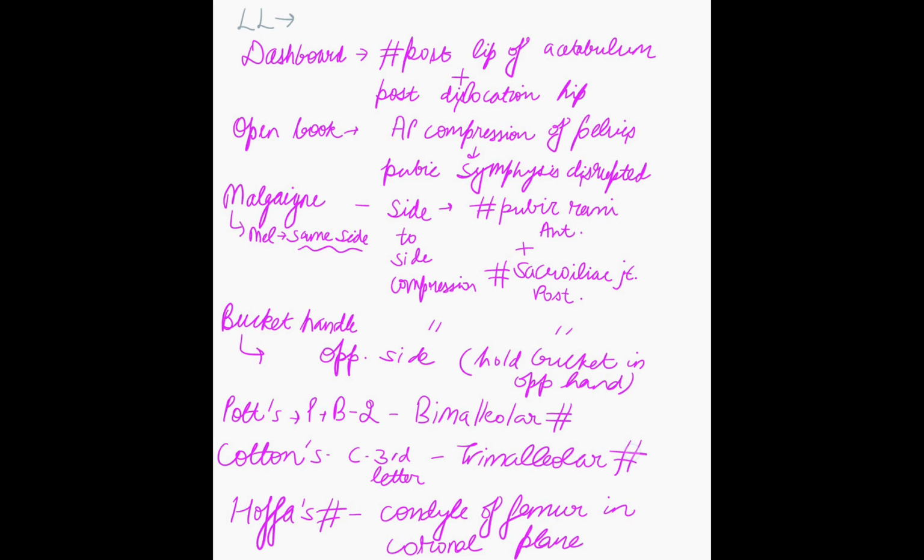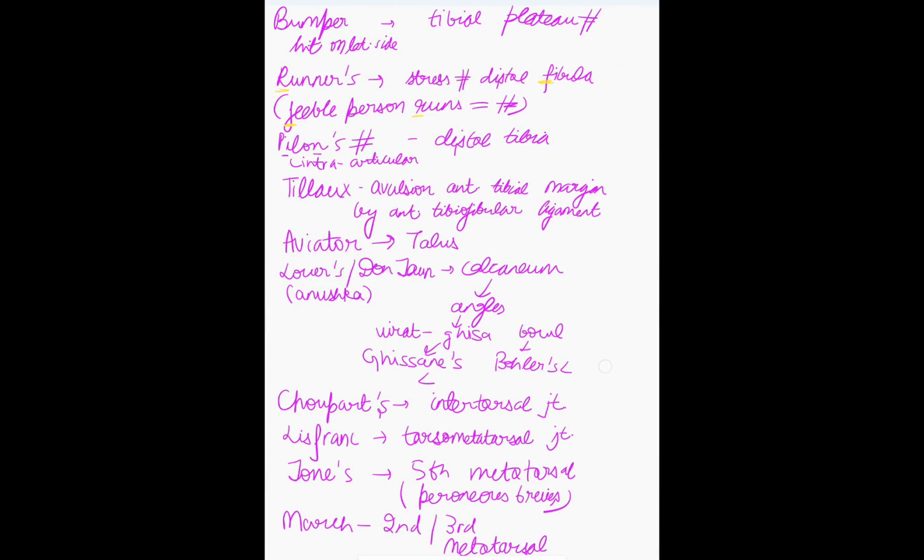So let's revise again quickly the lower limb fractures. Dashboard fracture: posterior lip of the acetabulum and posterior dislocation of the hip. Open book: anterior-posterior compression of the pelvis, pubic symphysis disrupted. Malgaigne is same-sided. Bucket handle is opposite-sided, pubic rami and sacroiliac joint. Pott is bimalleolar. Cotton is trimalleolar. Hoffa's is coronal plane fracture of the condyle of the femur. Bumper, fracture of the tibial plateau. Runner's, distal fibula stress fracture. Pylon, intra-articular of the distal tibia. Tillaux, anterior tibiofibular ligament, tibial margin. Aviator, talus. Le Fort or Don Juan, that is calcaneum. Chopart's intertarsal, Lisfranc tarsometatarsal, Jones fifth metatarsal, and March second or third metatarsal.